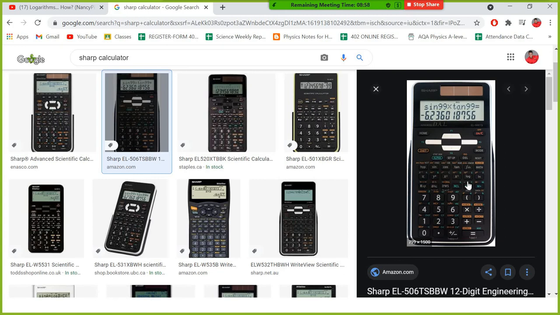So minus 10, then you press this second function, then you press log.